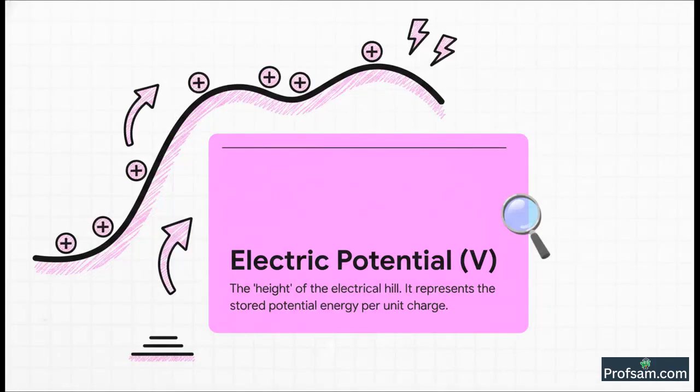So, to complete this picture, if we have an electric hill, then what is electric potential? Well, it's nothing but the height of that electrical hill at any point. That's it. A higher potential simply means a higher point on our imaginary hill. And that means more energy is stored there for every unit of charge you place.